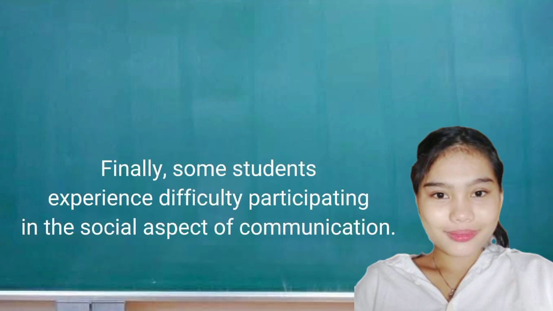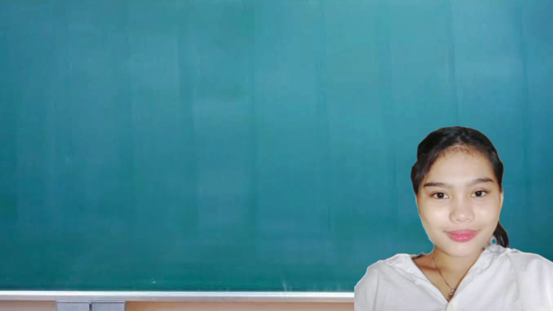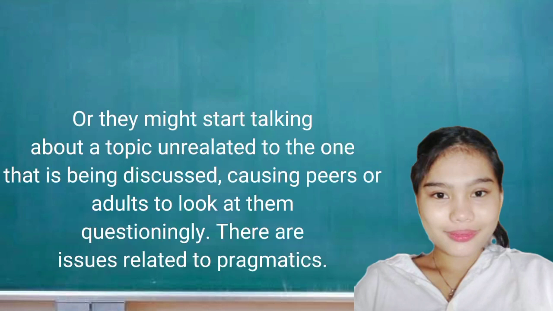Finally, some students experience difficulty participating in the social aspect of communication. They might monopolize the conversation, unaware that others would like to speak as well, or they might start talking about topics unrelated to the one being discussed, causing peers or adults to look at them questioningly. These are issues related to pragmatics.